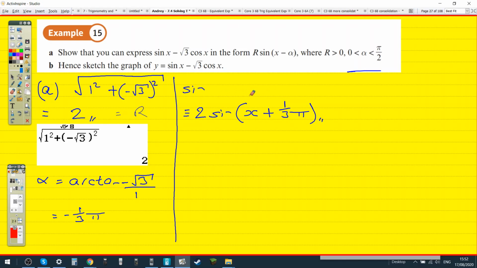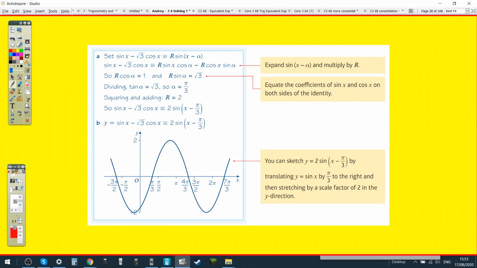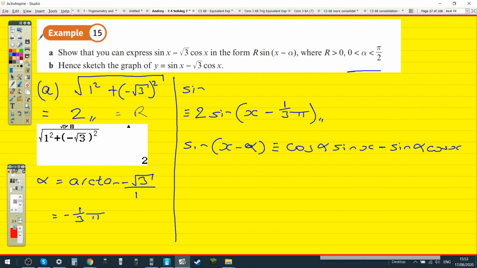The way to show it would be to expand the brackets out fully. So sine x minus alpha is the same as, I'm going to do them the other way around, cos alpha sine x minus sine alpha cos x. Is that the formula? Sin x cos alpha. Yeah, I got that right. And so for the first one, you have 1 sine x, and you have a minus in the middle, and then root 3 cos x.